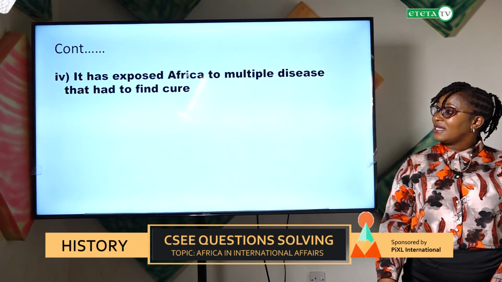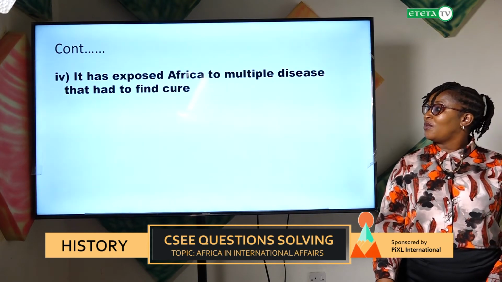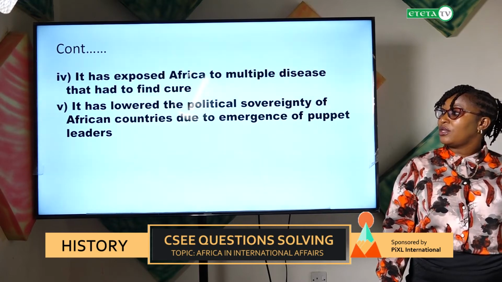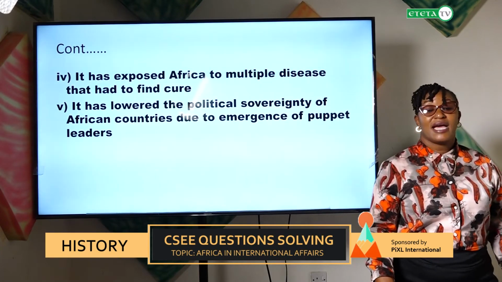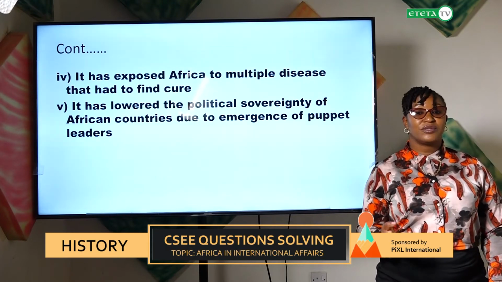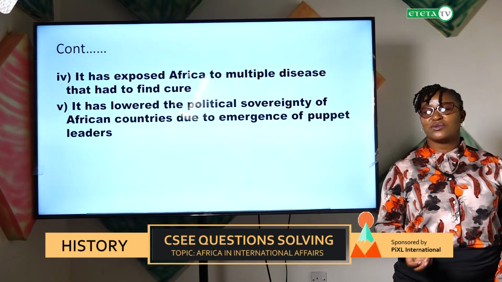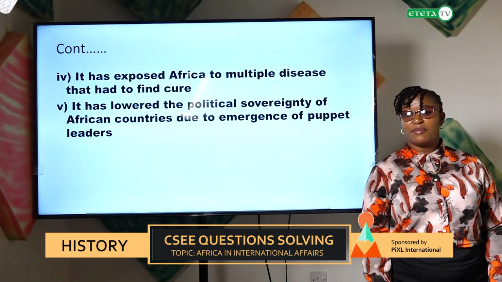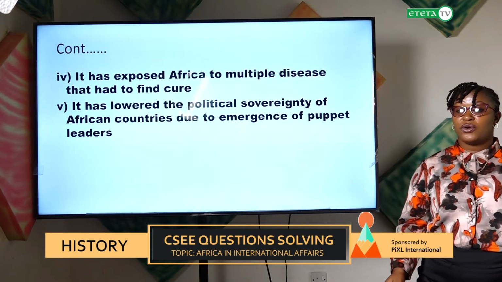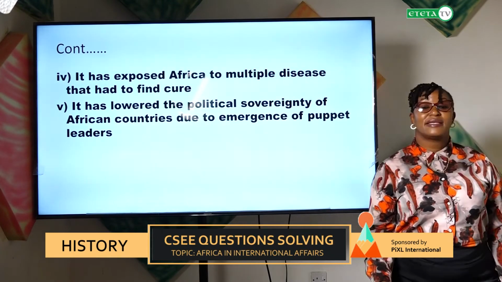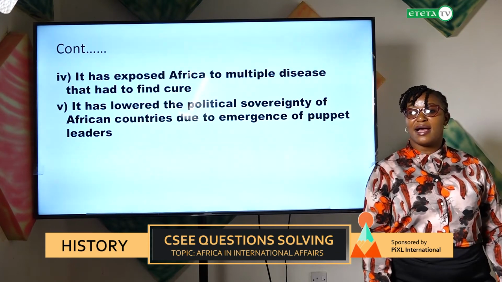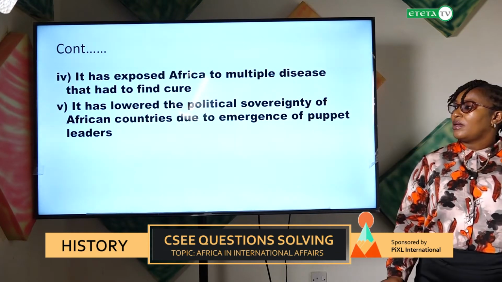Point number 4, it has exposed Africa to multiple diseases that are hard to cure. We as Africans have found ourselves in a position of having so many diseases which have been exposed from abroad, and still there is no cure for those diseases. Examples of those diseases are HIV/AIDS as well as COVID-19.